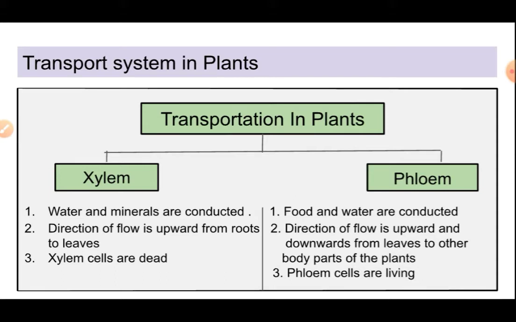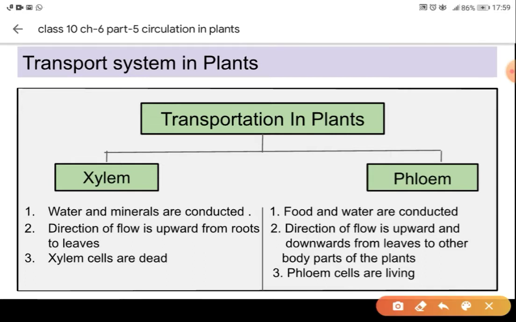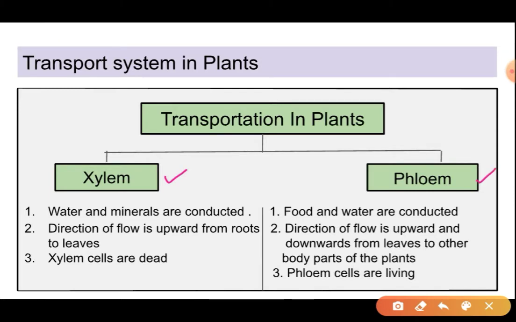We have a special transportation mechanism in plants which is called vascular bundles. These vascular bundles are vessels. Like in our body we have arteries and veins as vessels, in plants also we have vessels. These vessels are known as xylem vessels and phloem vessels. Xylem vessels transport water and minerals, and phloem vessels are responsible for transporting food, water and minerals.